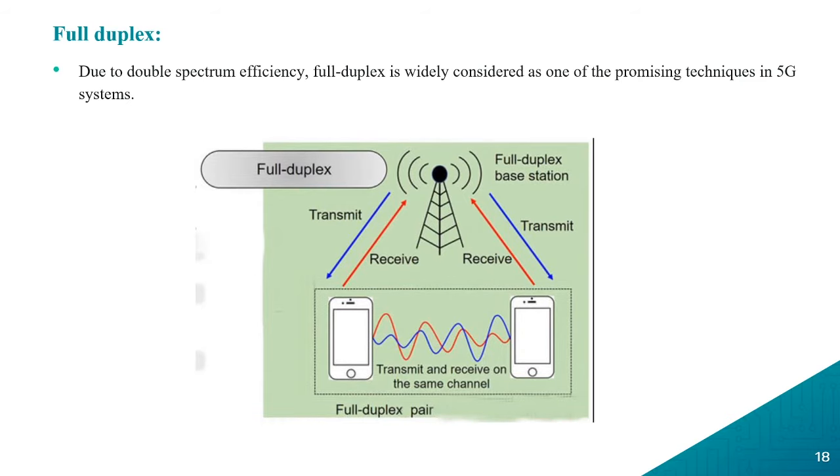Full duplex. In 4G systems, both frequency division duplex and time division duplex require two separate channels to realize orthogonal transmission and reception, which wastes half of radio resources. Full duplex can double the spectrum efficiency by simultaneous transmission and reception on the same frequency and time source. In addition, full duplex also helps to reduce packet delay and improve network efficiency. Due to double spectrum efficiency, full duplex is widely considered as one of the promising techniques in 5G systems.